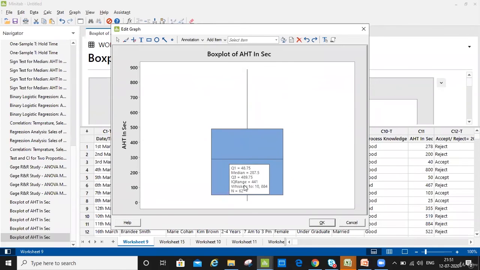Whiskers tell me the range. The lowest value here and the highest value. So looking at this box plot, it tells me the different quartiles. It gives me a graphical representation of which of the quartiles I would be working on. So looking at this, what do you think? Which quartile has the maximum variance? Which quartile would you be working on? Q4. Because your Q4.